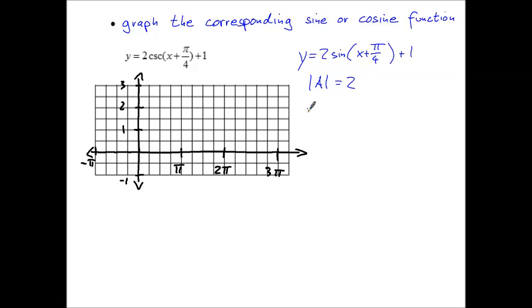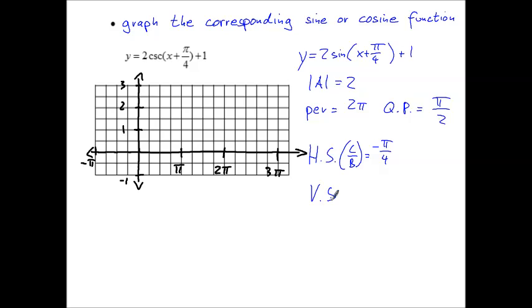The period is 2 pi, which makes the quarter period pi over 2. The horizontal shift is c over b. Remember, for the c we need to switch the sign, so it's negative pi over 4 divided by 1, or just simply negative pi over 4. And our vertical shift is the value that's in the place of d, and that is positive 1.